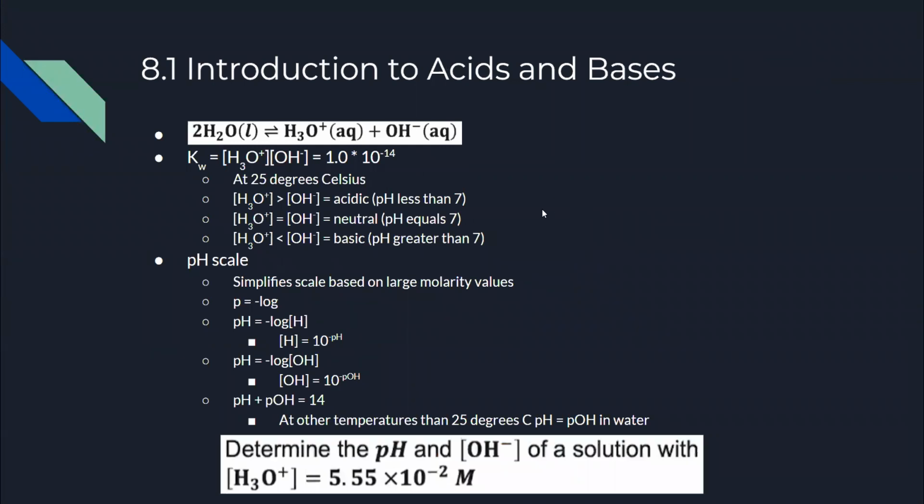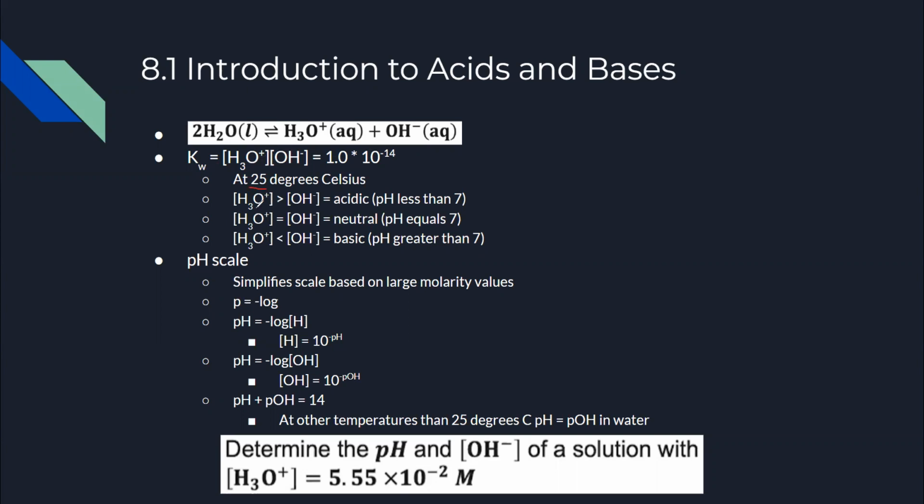So now let's go into 8.1, Introduction to Acids and Bases. The reaction of water can create hydronium and hydroxide in an equilibrium reaction. There's an equation for that, which is Kw equals the concentration of hydronium times the concentration of hydroxide, which equals 1.0 times 10 to the negative 14th at 25 degrees Celsius. This changes with temperature, but in order to find the concentrations, you can use the Kw at that other temperature and take the square root to find H3O+ or OH-.